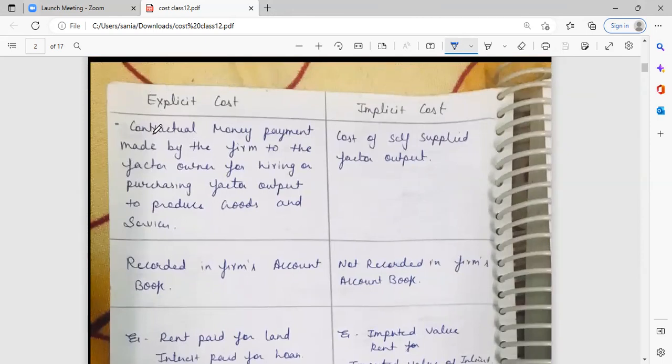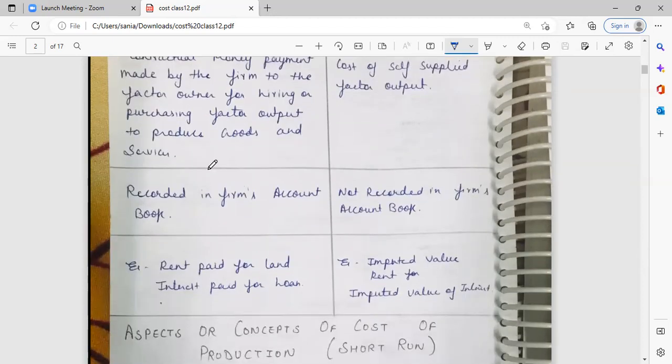Over here, explicit cost is the contractual money payment made by the firm to the factor owner for hiring or purchasing factor output to produce goods and services, right? So this is contractual money. I have a contract that you will be cooking at my place, then in return I'll give you money. Like you are working in a company, it's a contract: you work for the company, and in return you get the money. But here, implicit cost is the cost of self-supplied factor output, whatever services you provide yourself. Here you record it in the firm account, but there you don't record it.